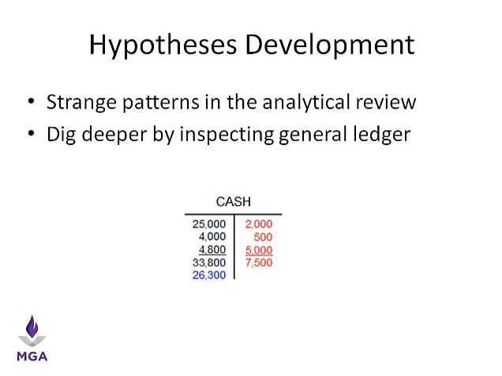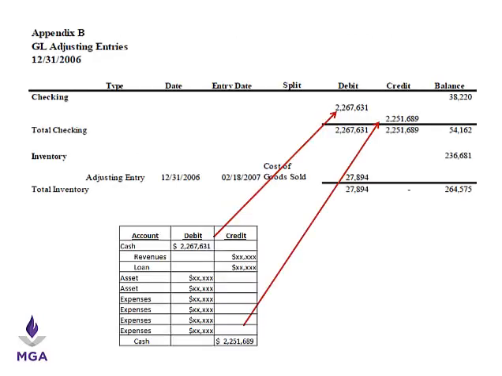And so now we're going to dig a little deeper. We're going to look at the actual general ledger to see if there's any detail in there that would shed light on why the financial statements look like what they did. So you have a file, Appendix B, that was sent to you, and you can open it up and look at it. Here's a little piece of the top of the first page, and here is the activity in the checking account.